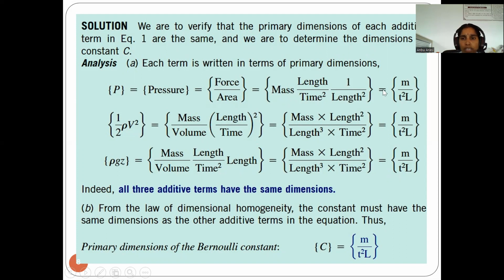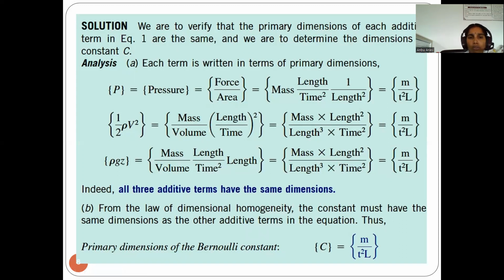Here we have mass m, and length squared in the denominator with length in the numerator, so one length cancels. Only one length remains. So we write m divided by t squared L. That is the pressure term. Next, the kinetic energy term, rho v squared.